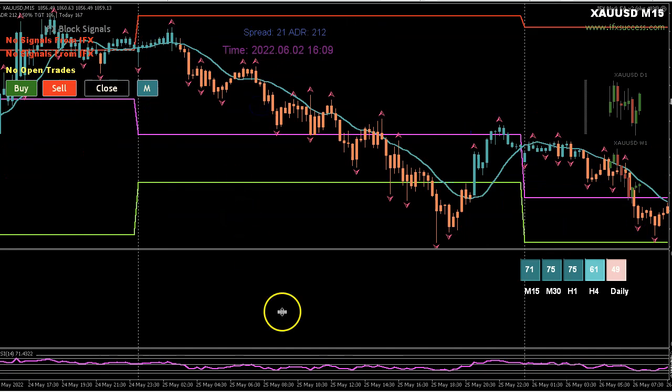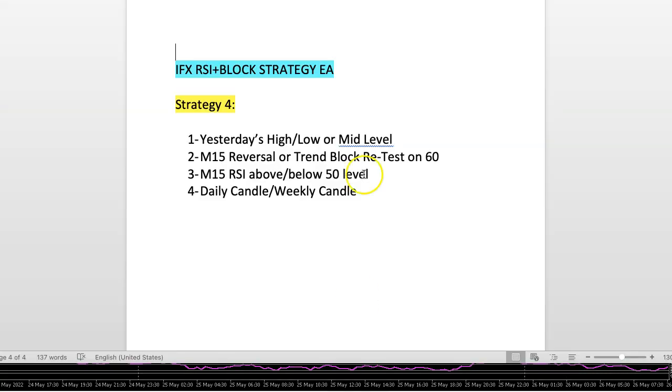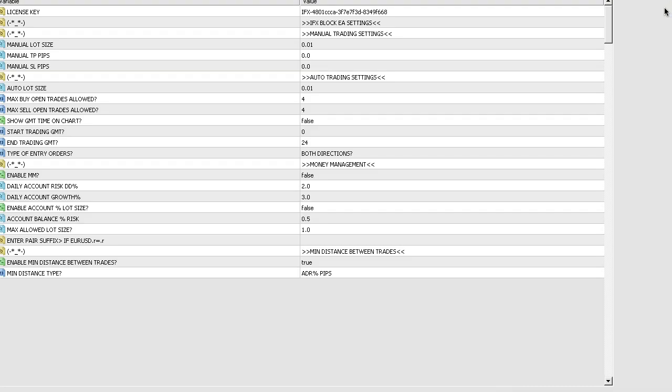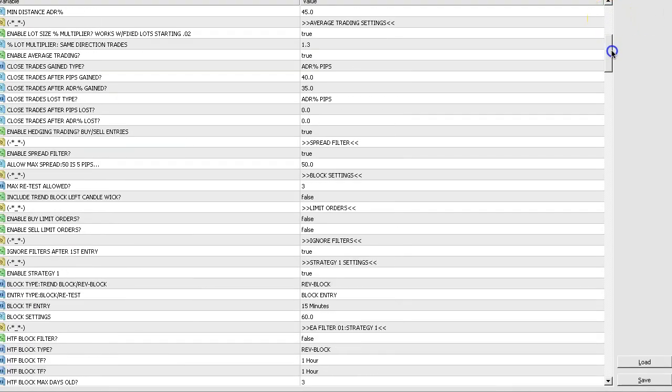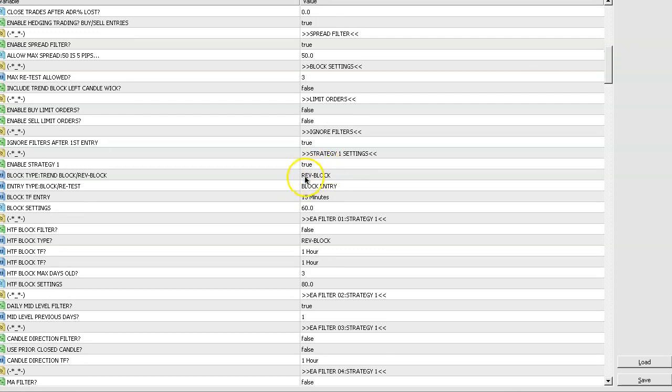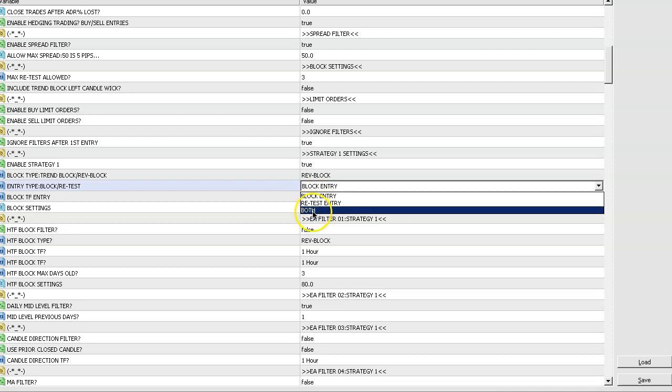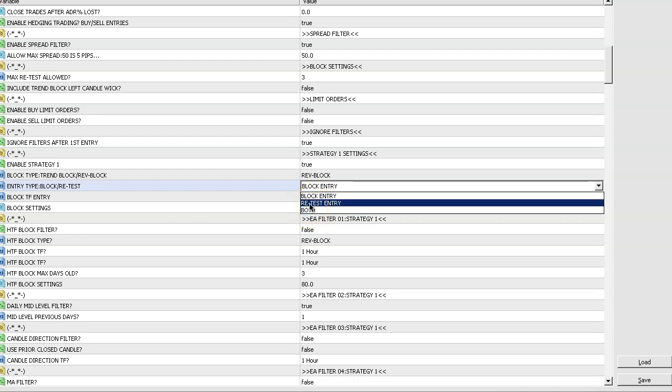So if you have any questions in regards to this strategy, it's very simple. You have to choose either yesterday's high or mid-level, whether it has been extended, or whether you want to use it along with a trend. Do you want to use the M15 reversal or the trend block? And then you want to be able to choose retest. The way you choose that is you go to the settings, and you go here, reversal block, and then you don't want the block entry, right? You want only retest. So you can have retest entry, or you can have both.